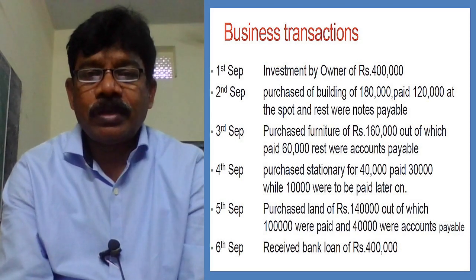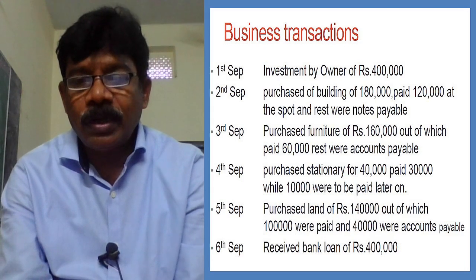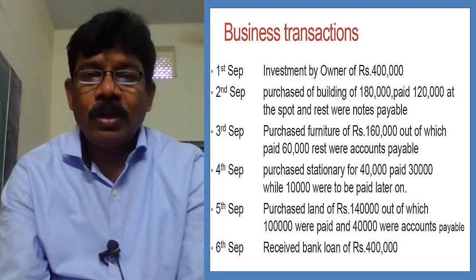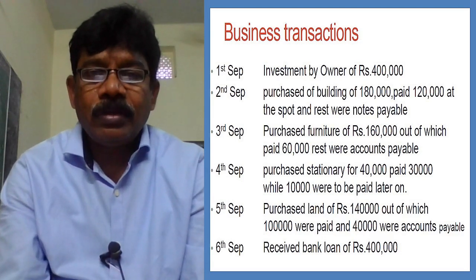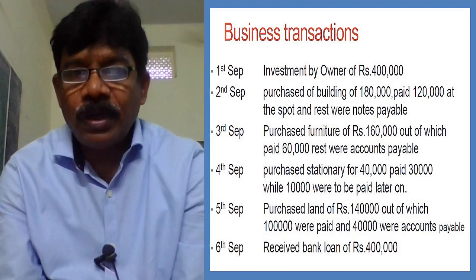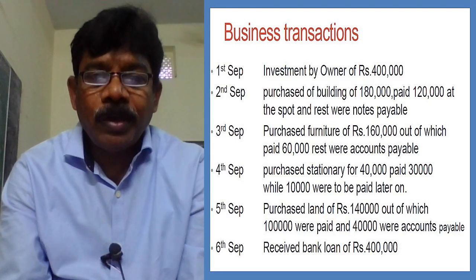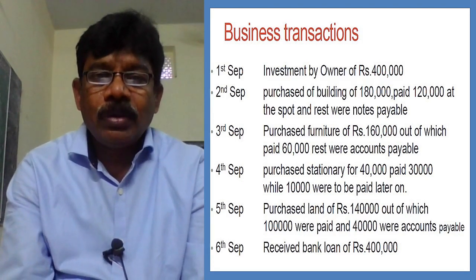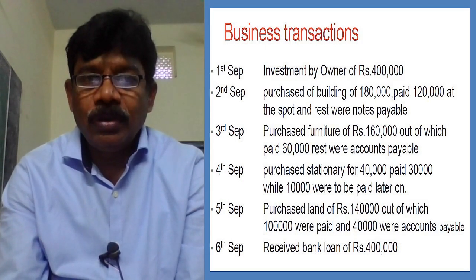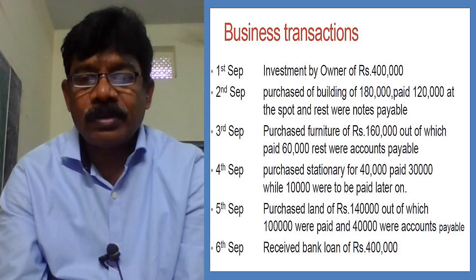Then look at these transactions, students. Investment by owner, 4 lakhs. What may be the journal entry? Leave out the journal entry, journal entries will come later. The owner invested money, so cash is 4 lakhs, and the owner invested in the form of capital. So on the asset side, cash 4 lakhs. No liabilities, 0, plus capital 4 lakhs. 4 lakhs is equal to 4 lakhs.